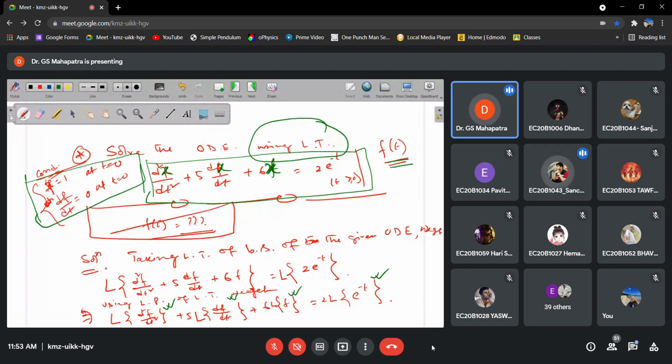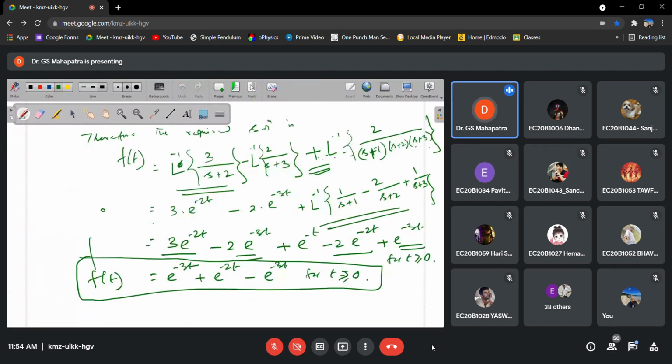Okay, now the only problem is this right hand side. Since it is e to the power minus t, it will take a little bit of time. The complementary function is nothing, you can easily find it, but the particular integral will take some time. Here, though, you can find the solution at a time.